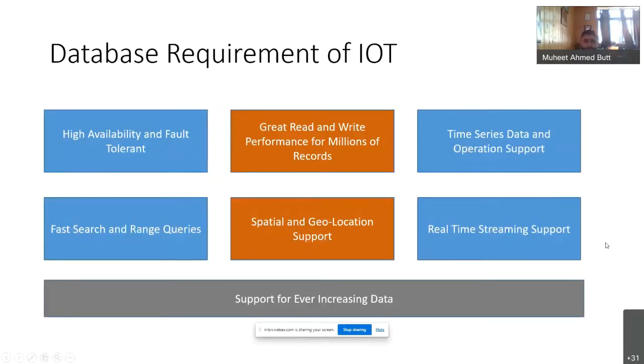Now, what are the various requirements of databases whenever we talk of IoT? Number one is that we are working with a very huge data. Every day, for example, if you are having 100 or 200 IoT devices, at least 1 GB or 2 GB of data is generated, and it is all textual data. Therefore, it has to be highly available and fault tolerant. It has to be available and it has to be tolerant.